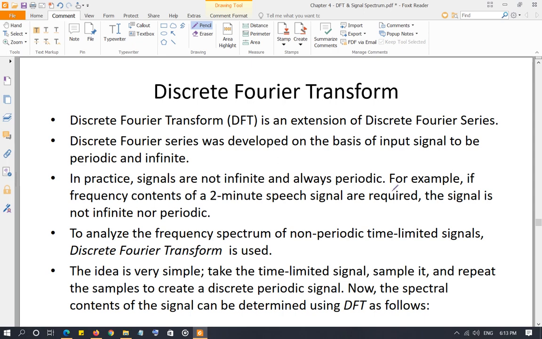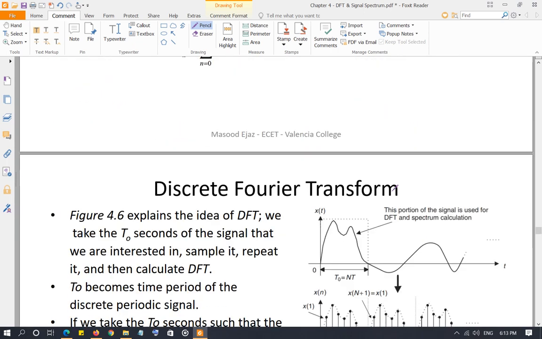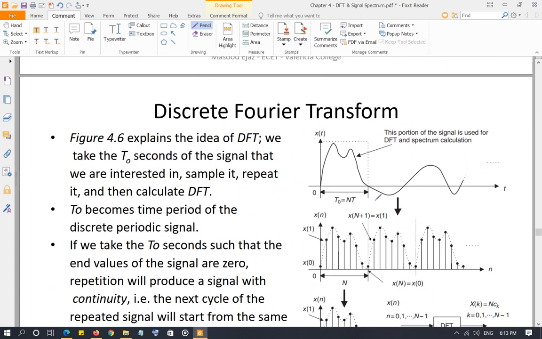Very easy. What you have to do is, let me look at the picture first. All right, so let's say this is your signal, right? And you are interested in only a part of the signal to calculate the frequency content, and this is the part of the signal T0. So you are calling it the time that you are extracting from the signal, that time is T0.